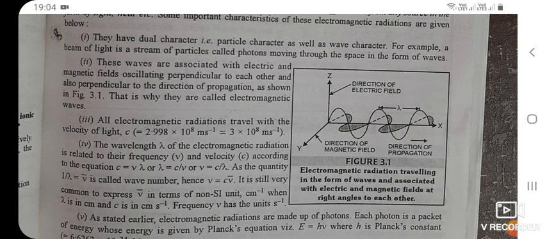The wavelength lambda of the electromagnetic radiation is related to their frequency nu and velocity c according to the equation, c is equal to nu lambda. The quantity 1 by lambda is called wave number. It is still very common to express wave number in terms of non-SI unit centimeter inverse when lambda is in centimeter and c is in centimeter per second. Frequency nu has the units second inverse.